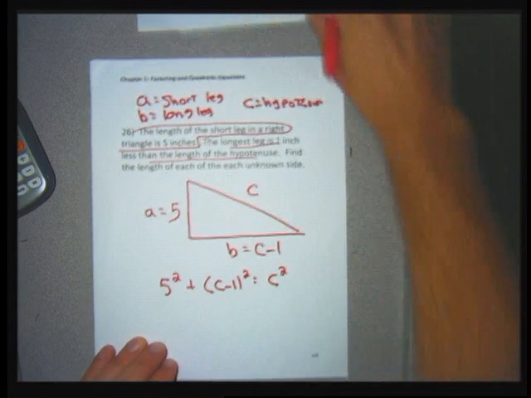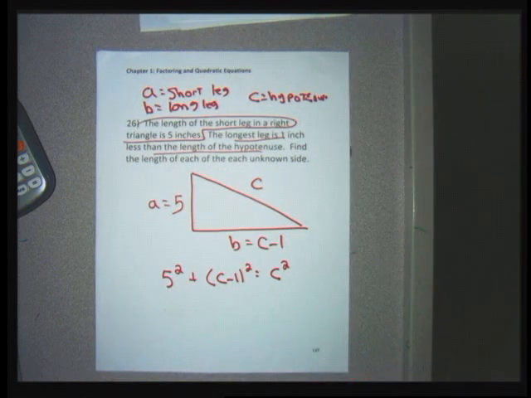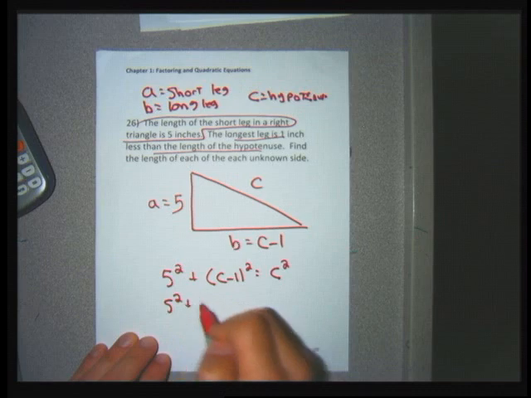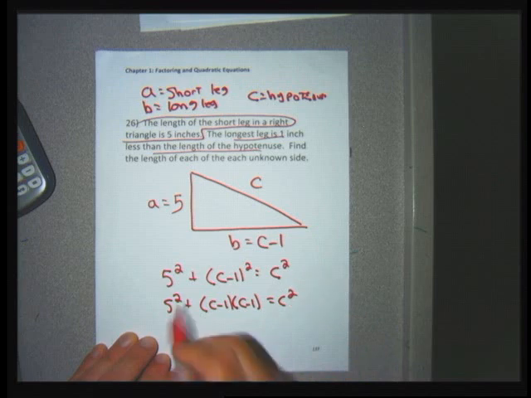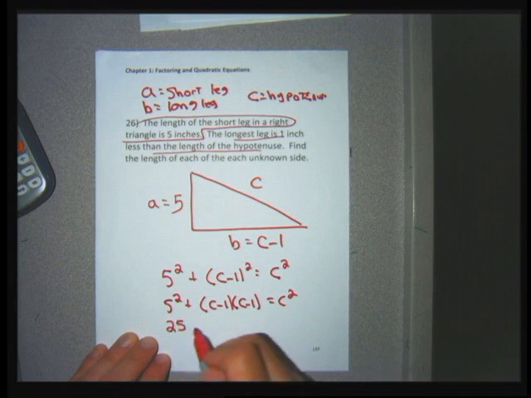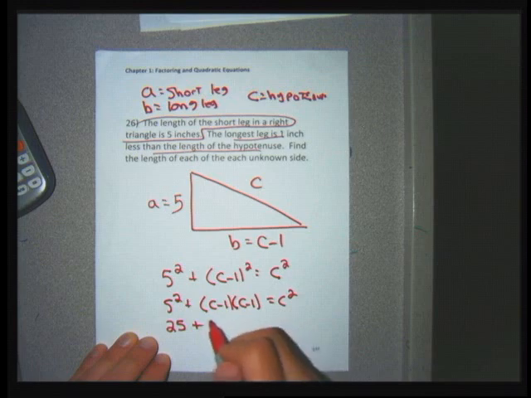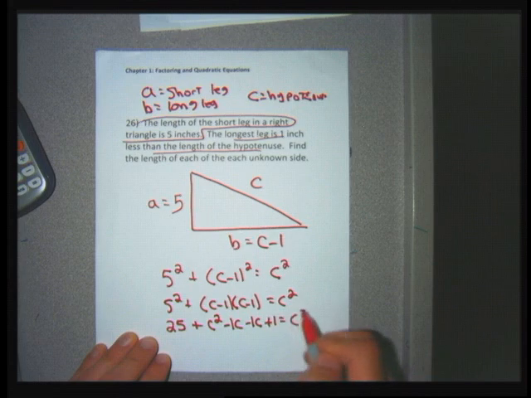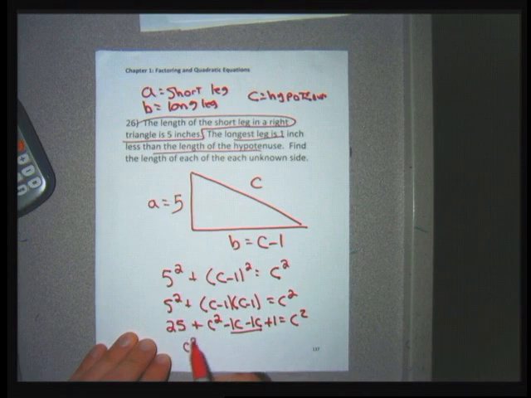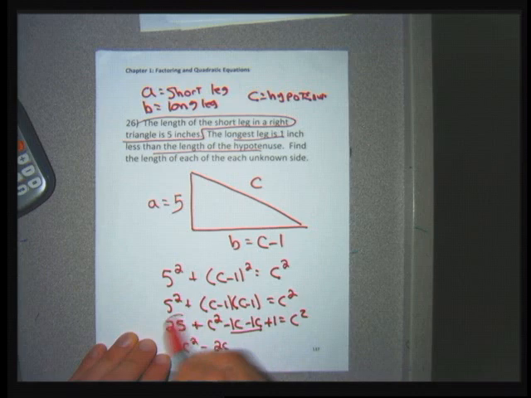Well, this is a nice problem. So this is going to be 5 squared plus C minus 1 times C minus 1 equals C squared. 5 squared is 5 times 5, which is 25. And then first, C times C is C squared. Outer, C times minus 1 is minus 1C. Inners, minus 1 times C is minus 1C. Lasts, minus 1 times minus 1 is plus 1. Equals C squared. I'm going to combine the minus 1C's and get a minus 2C. And combine the 25 and the 1 and get a plus 26.